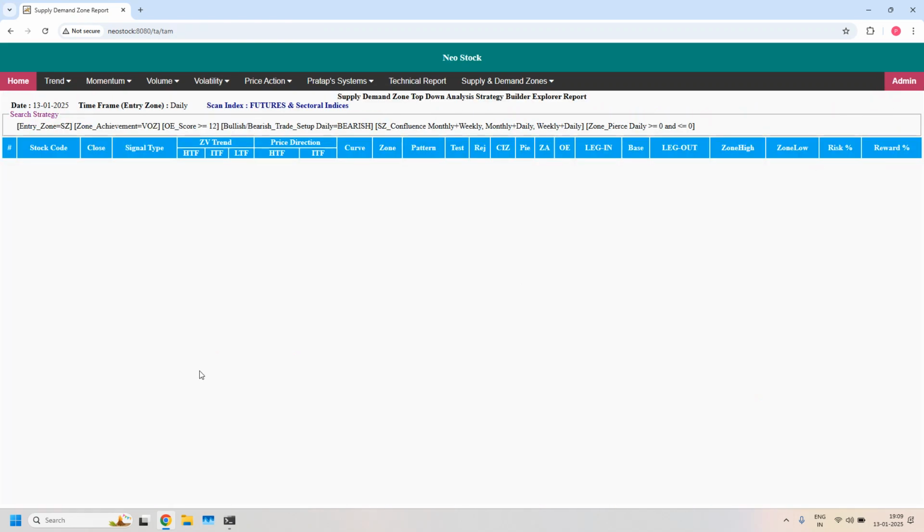With all the three filters, we did not have any stocks. So there are no LTF, ITF, HTF supply zone confluence supported stocks. So this is the bearish trade setup for monthly income trade.